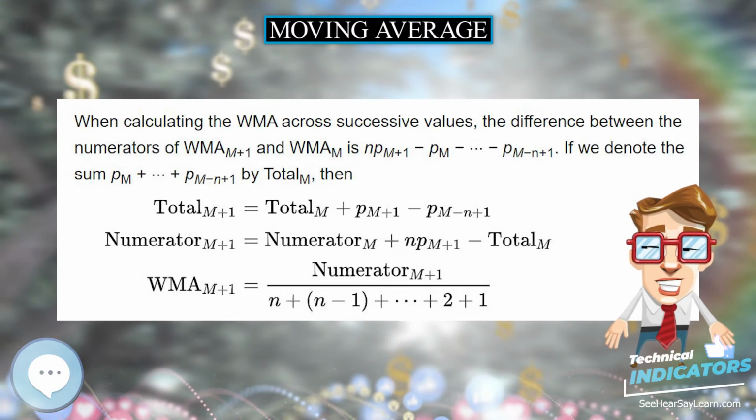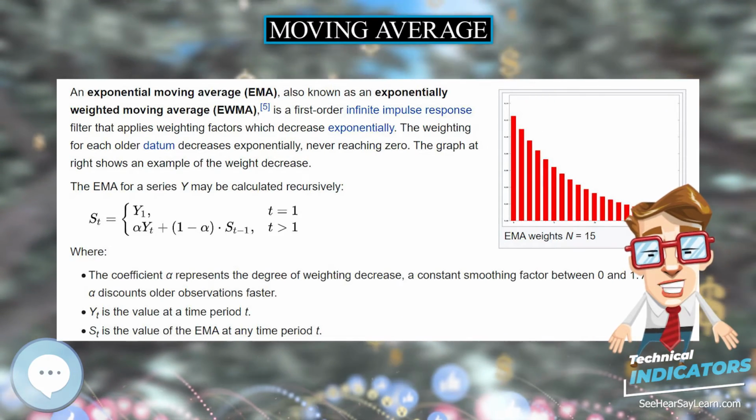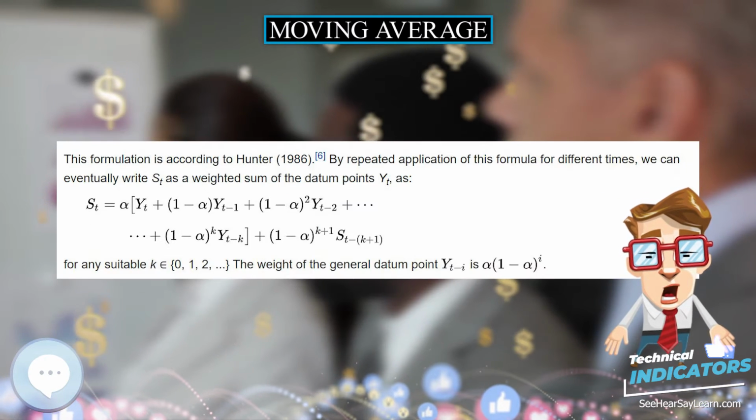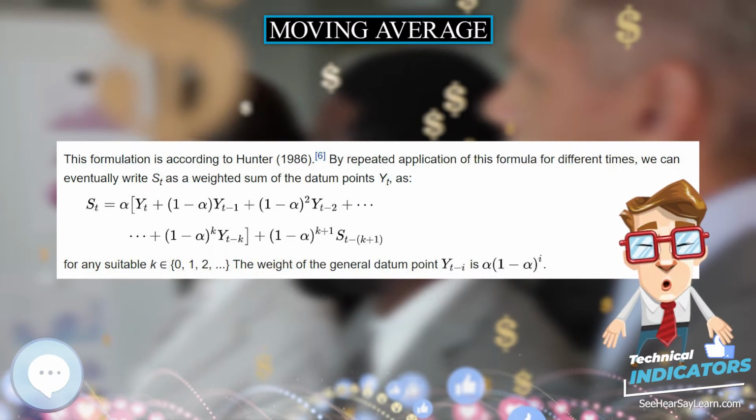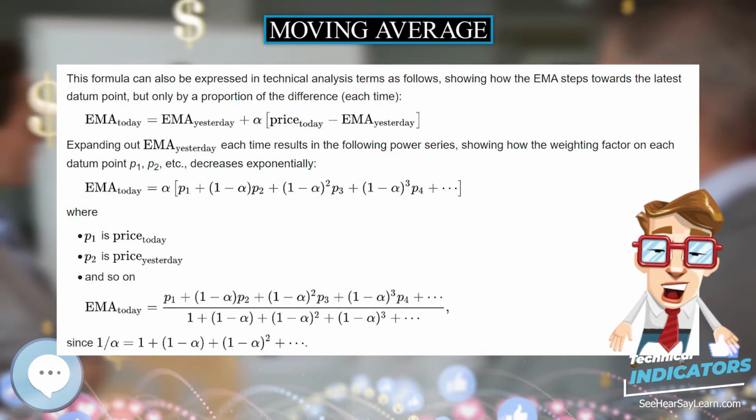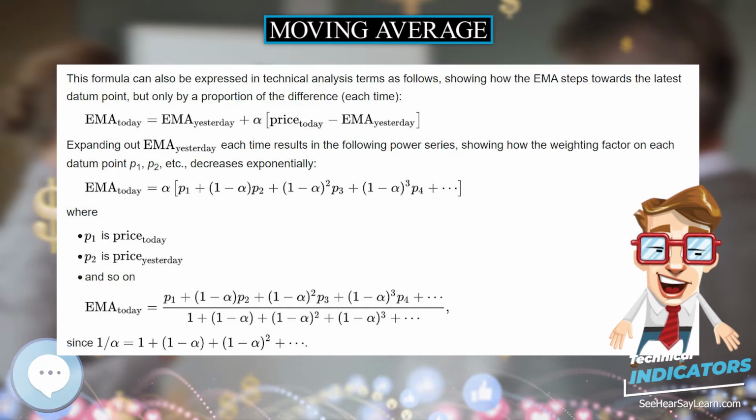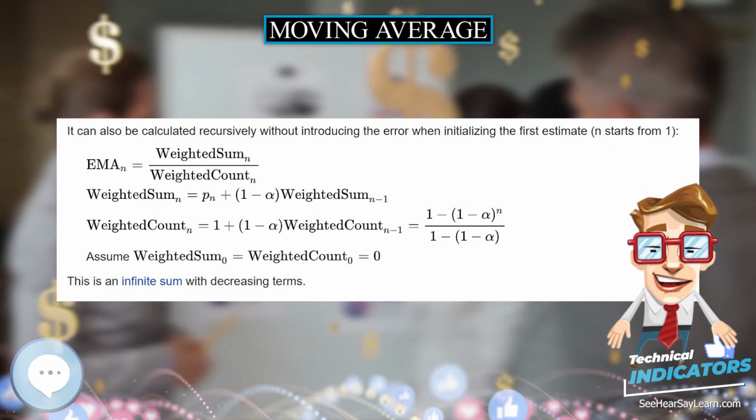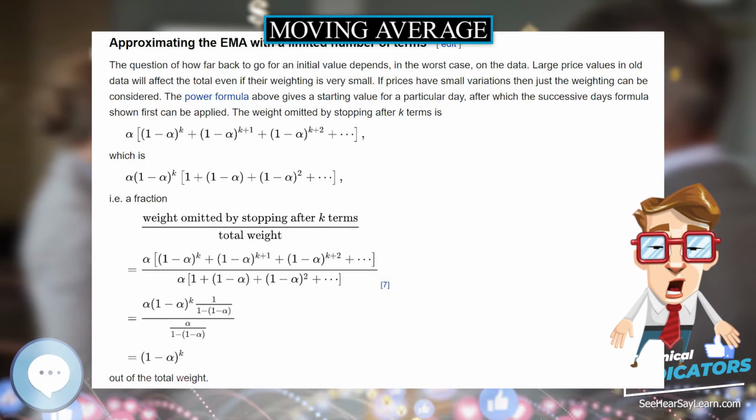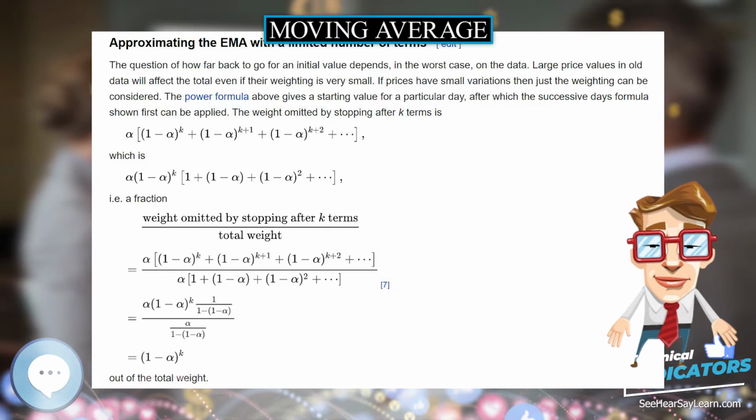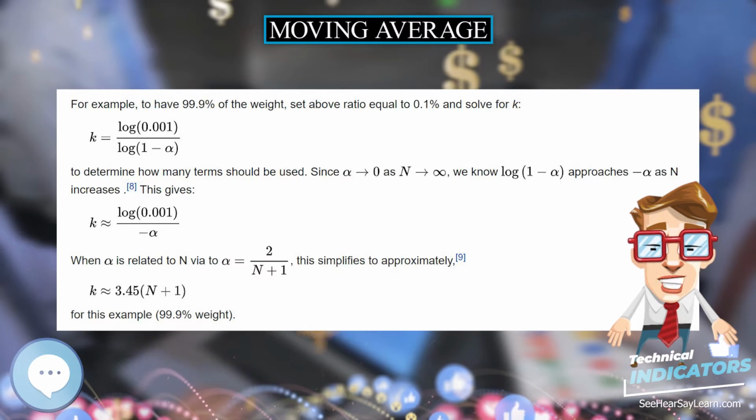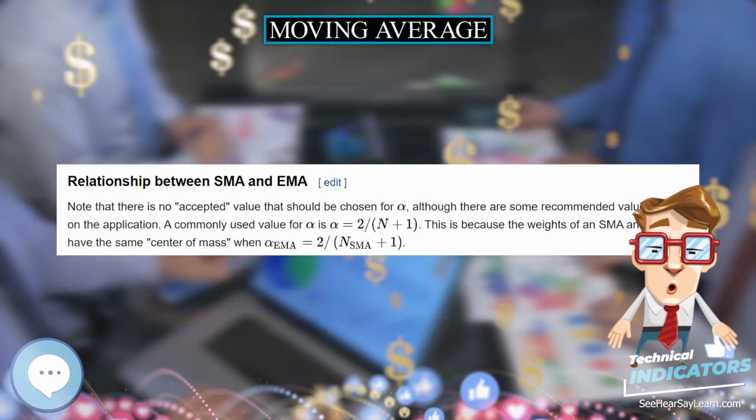Where, since 1/α = 1 + (1−α) + (1−α)^2 + ..., it can also be calculated recursively without introducing the error when initializing the first estimate; n starts from 1. This is an infinite sum with decreasing terms. Approximating the EMA with a limited number of terms.